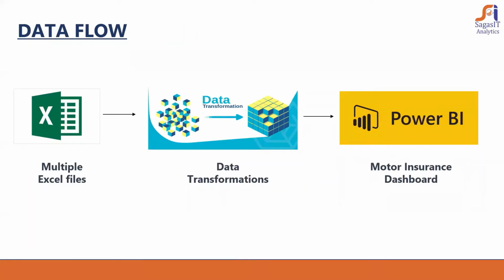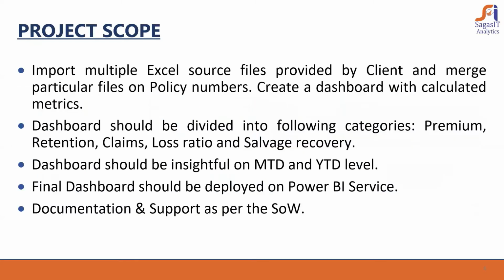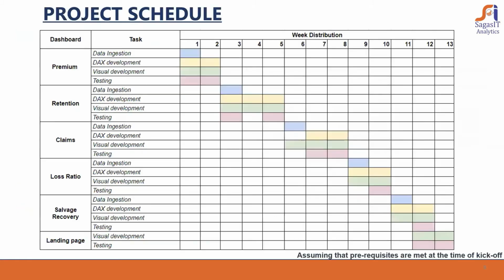So this is the data flow where we take in multiple Excel files, do data transformations such as merging, pivoting, and changing data types, and then import that onto Power BI to create a report. This is the scope of the project, wherein we calculate different insurance metrics and visualize them on month-to-date and year-to-date level. The dashboard is divided into the following categories: premium, retention, claims, loss ratio, and salvage recovery.